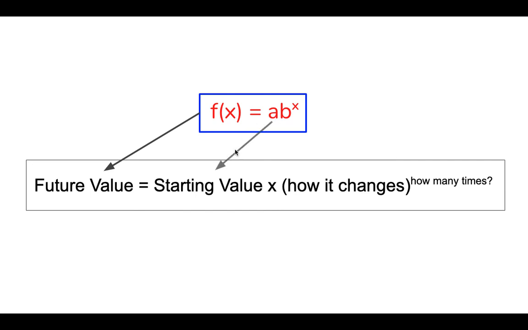So a tells us our starting value. That's where it goes through the y-axis. B tells us how it changes with each step of x. And x tells us how many times we change it. Okay, and that's going to come into play when we talk about compound interest and other applications, okay?